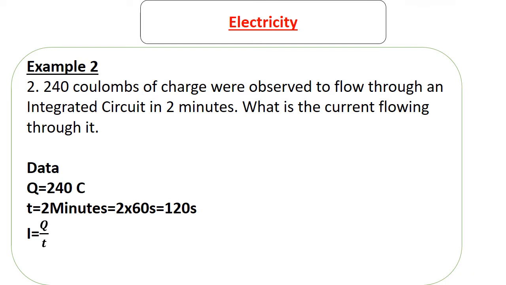So that formula for charge equals current times time. If we solve for current, we're going to have charge over time. So charge is 240, time is 120. When we plug in, we're going to get 2 amps as the amount of current.